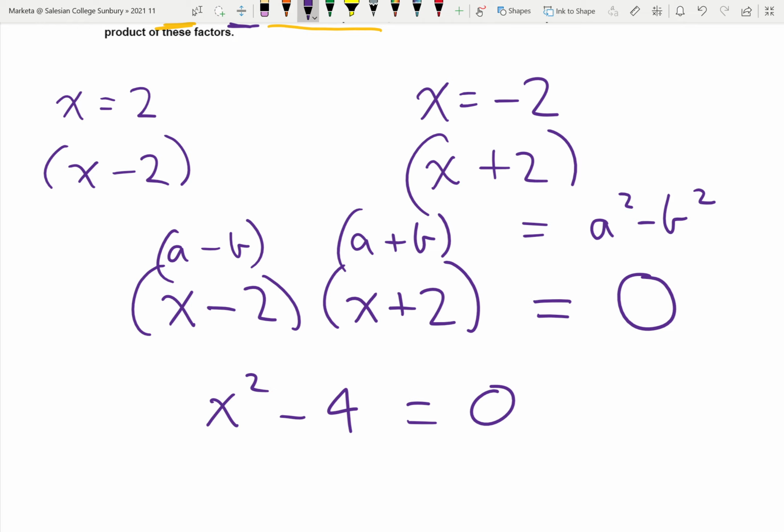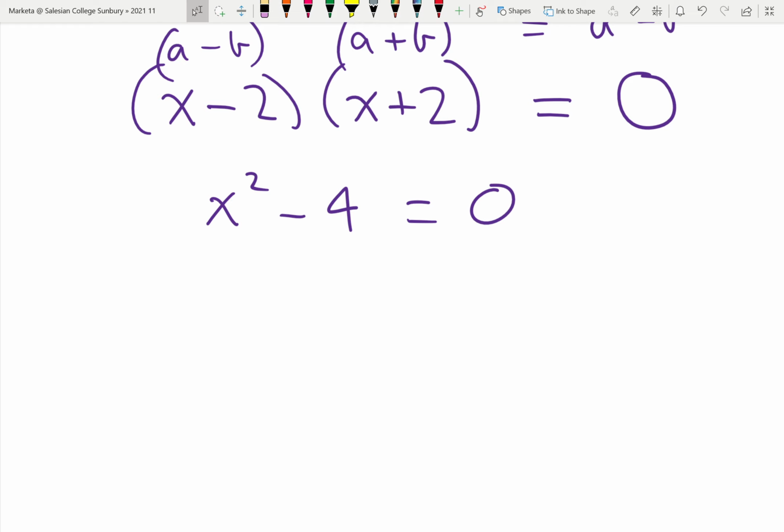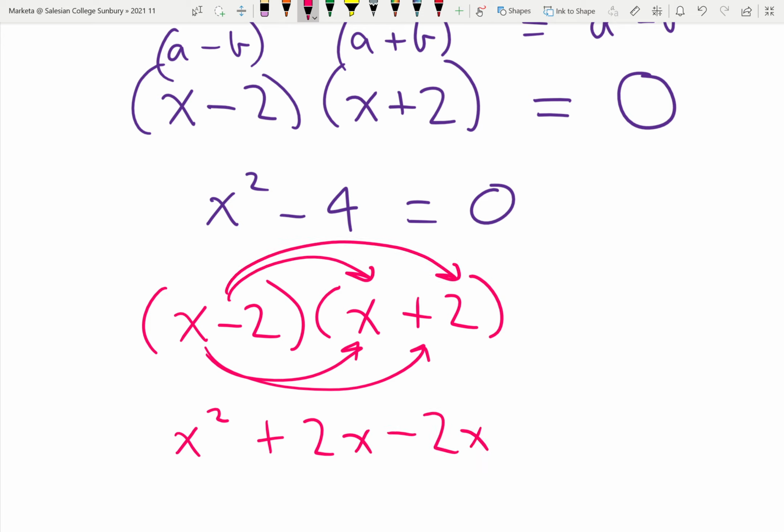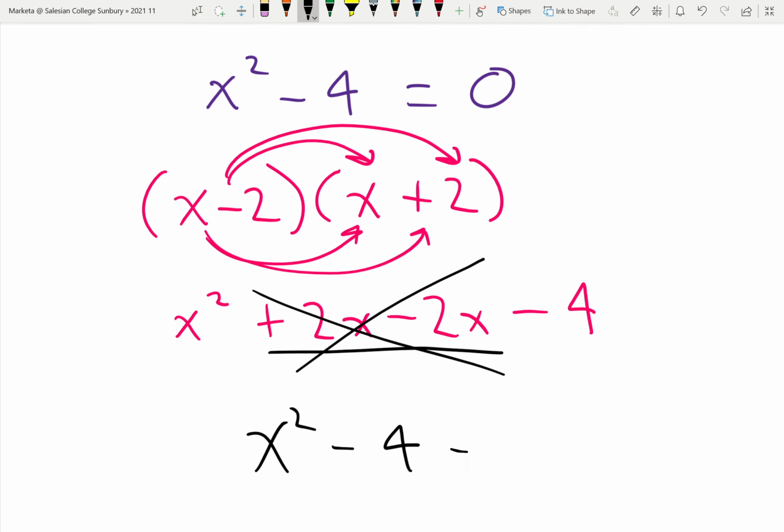But if you are a little unsure of your rules and you do want to really know them, you probably should do a little bit extra work on difference of perfect squares and the other identities. But in any case, you can expand with FOIL. x times x is x squared. x times 2 is 2x. -2 times x is -2x. And -2 times +2 is -4. So here you can see that we have positive 2x minus 2x. That goes. So we're left with x squared minus 4. That would be our expansion, x squared minus 4.